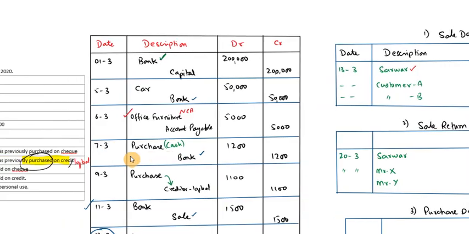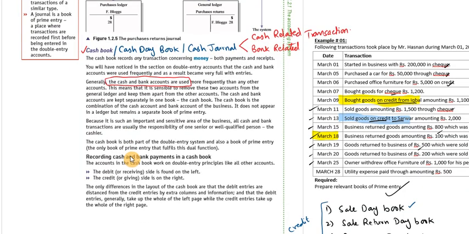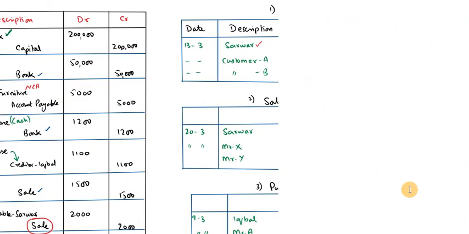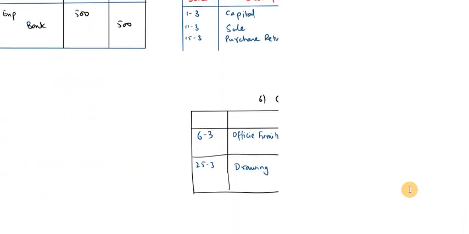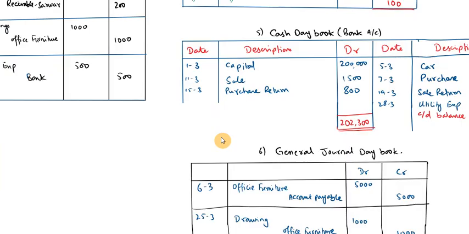Okay, if you have no question, then move to the next topic. So we were discussing the cash book. The cash book is a type of day book in which we record all cash related and bank related transactions. This is the cash book where we record cash related transactions as well as bank related transactions. So this is the cash day book.